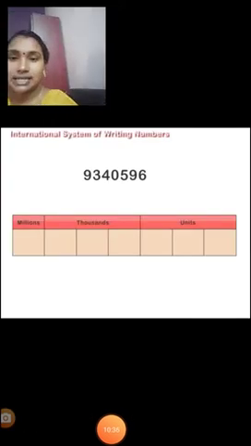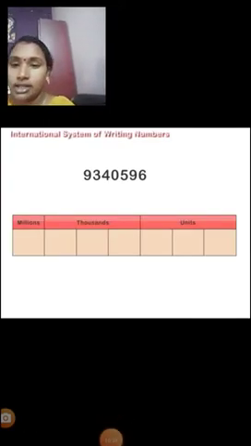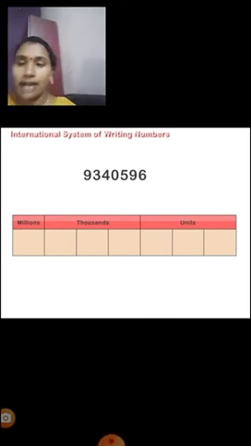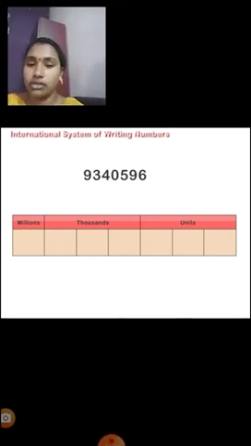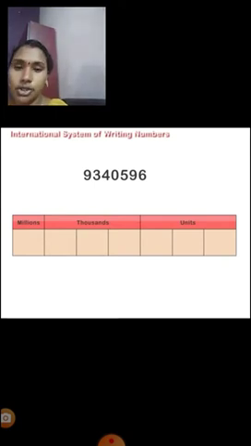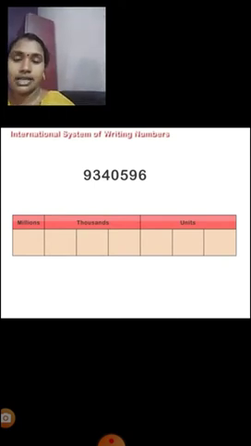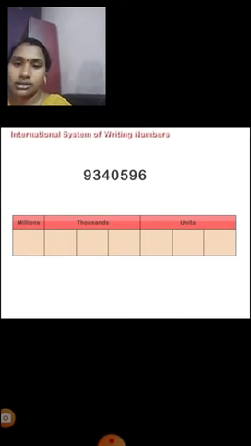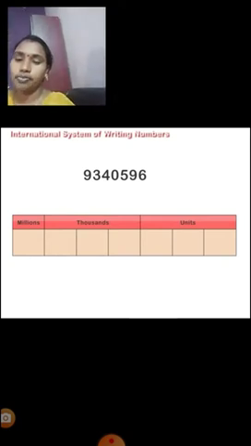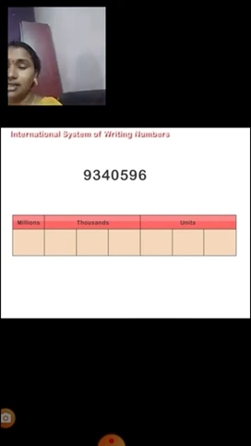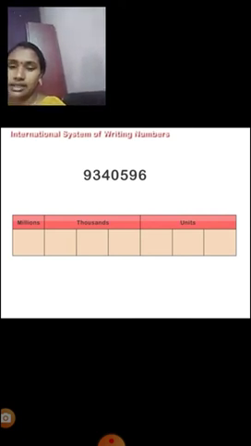Let me take an example. Now we have 9340596 as a number given. How will you write this number, children? 6 will be in the units place, 9 will come to the tens place, 5 will come to the hundreds place. Next, 0 will be in the thousands place, 4 in the 10,000s place, 3 in the 100,000s place, and 9 will be in the millions place.